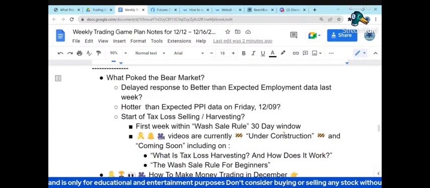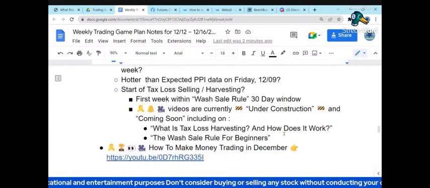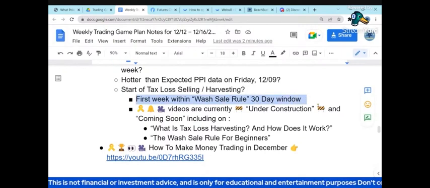So another area that might have caused the start of this, who poked the bear, what poked the bear this week, is it could have been the start of what's called tax loss selling or tax loss harvesting. And again, just a reminder, we've got videos coming out that will explain in more detail what that means. This was the first week within the wash sale rule 30-day window. The first day this week was December 5th.